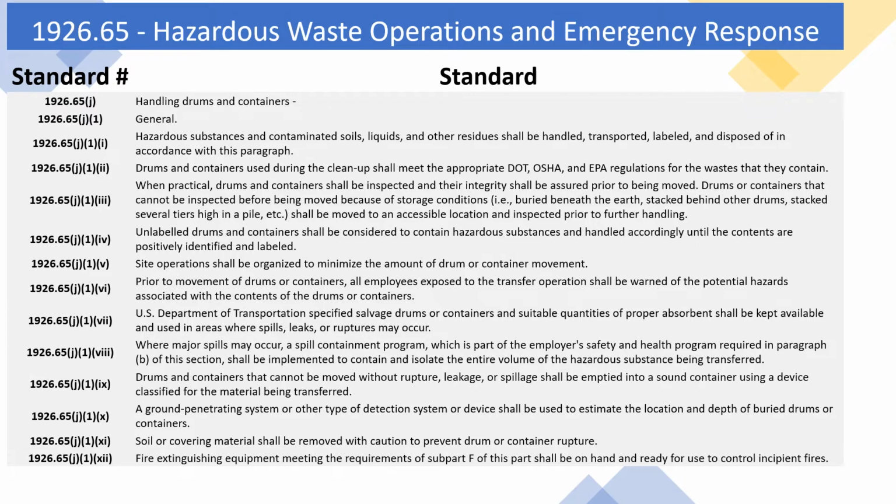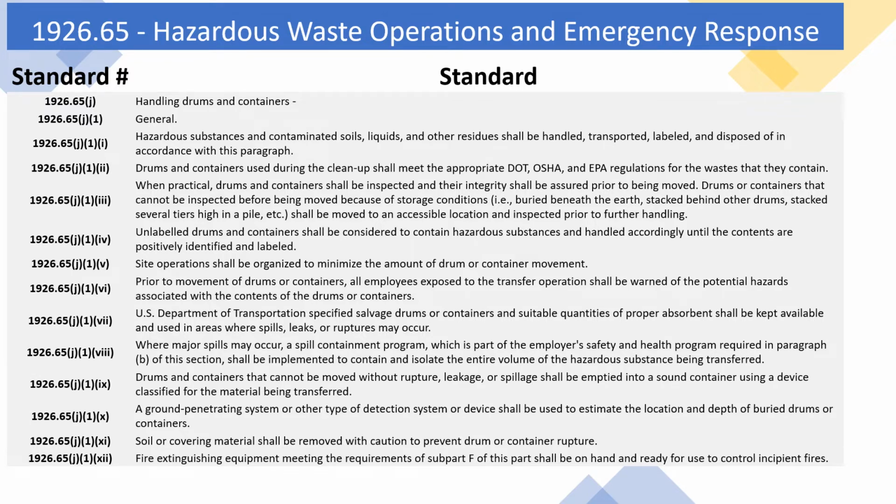1926.65 J1 8. Where major spills may occur, a spill containment program, which is part of the employer's safety and health program required in paragraph B of this section, shall be implemented to contain and isolate the entire volume of the hazardous substance being transferred. 1926.65 J1 9. Drums and containers that cannot be moved without rupture, leakage, or spillage shall be emptied into a sound container using a device classified for the material being transferred.